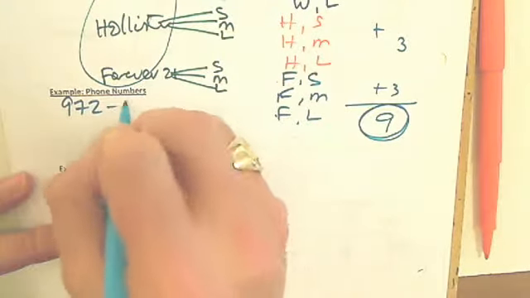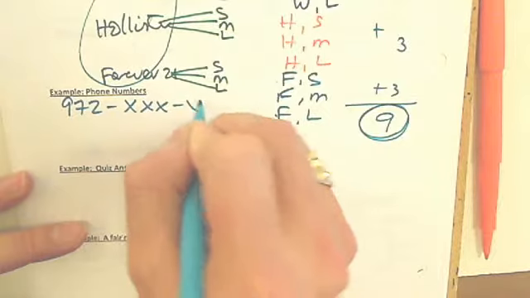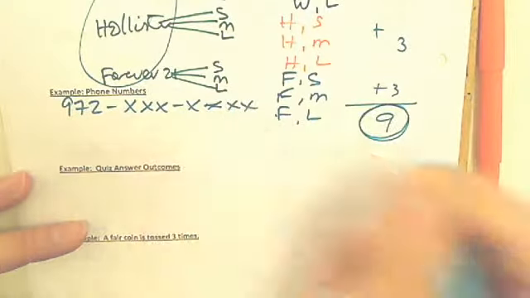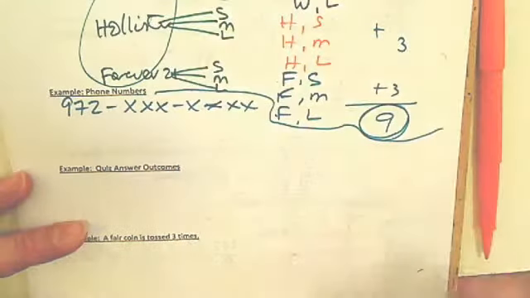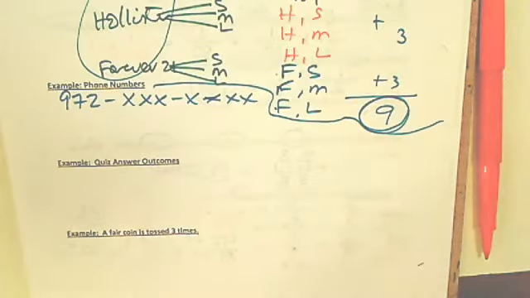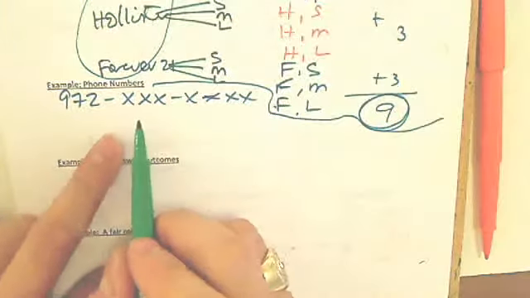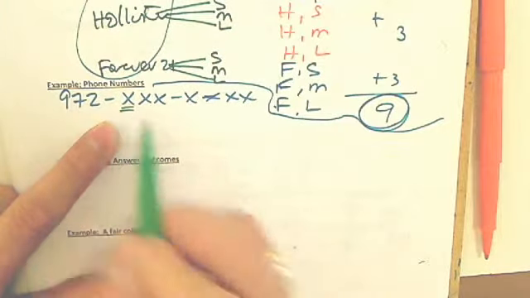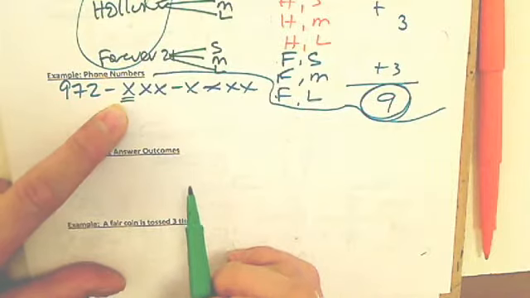So let's figure out how many 972 numbers there are. There are a lot. If you have a 972 number, let's figure out how many numbers there could possibly be. How many options do you have for the first digit? How many numbers exist?